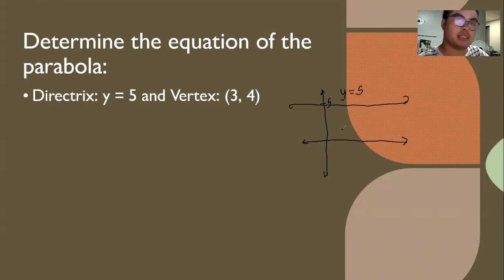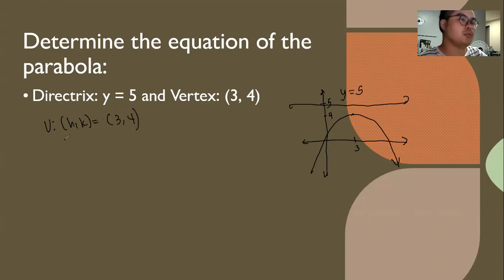Then our vertex is 3 and 4. So dito yung 3, tapos ito yung 4 natin. So ibig sabihin, nag-open na downward ang parabola natin. Kapag horizontal ang directrix natin, again, it is a vertical parabola. So what are we going to do here is, vertex, then h and k equals 3 and 4.